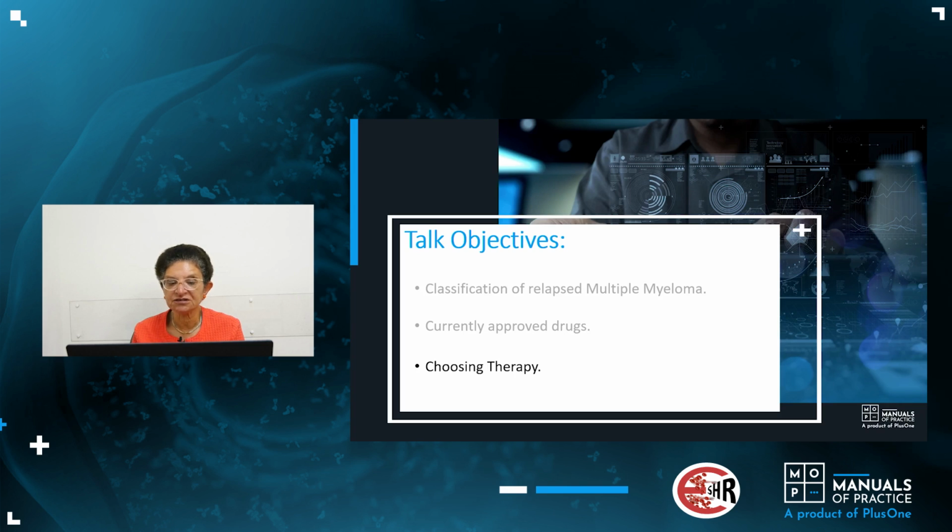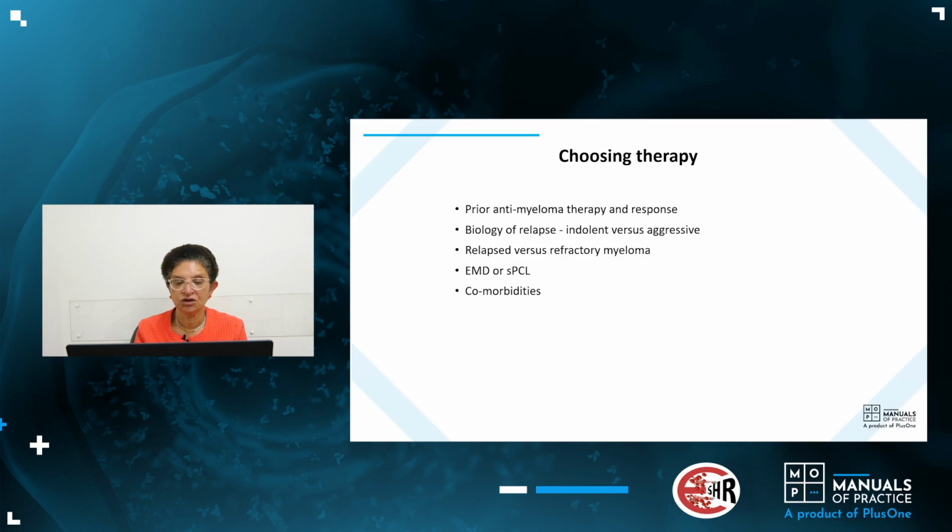And now we are going to discuss how to choose therapy. Choosing therapy would include looking at the prior anti-myeloma therapy and response, the biology of relapse, whether it is an indolent relapse or an aggressive relapse, and whether this is a relapsed myeloma or a refractory myeloma upfront, and whether it is an extramedullary myeloma or whether it is a plasma cell leukemia, and if the patient has comorbidities, because all these will have an effect on the type of treatment chosen.